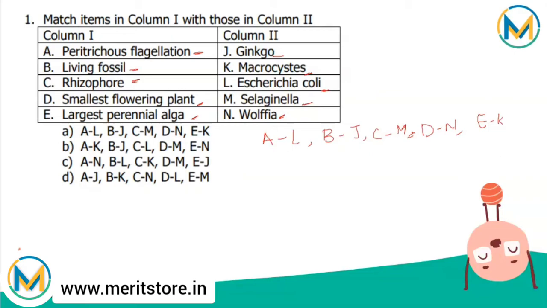Now looking towards the options, if we have this correct match, A with L, among the given options we have A with L in only option A. So AL, BJ, CM, DN and E pairs with K. So the correct answer for this question is option A.